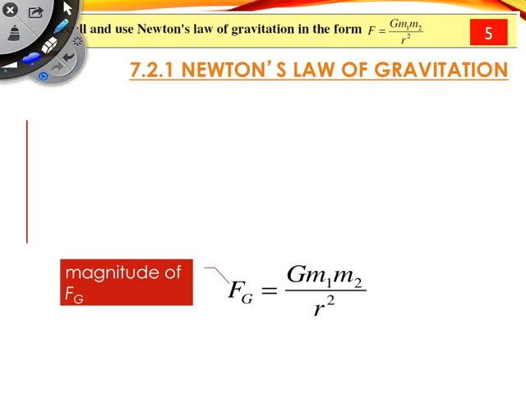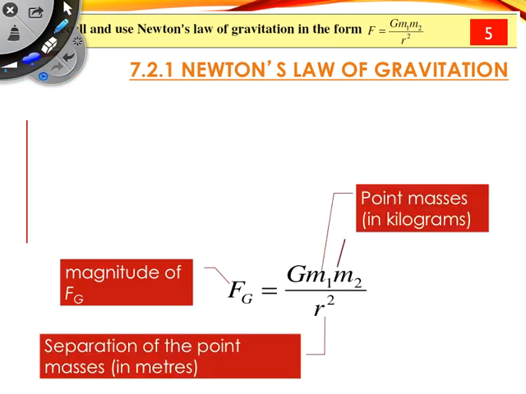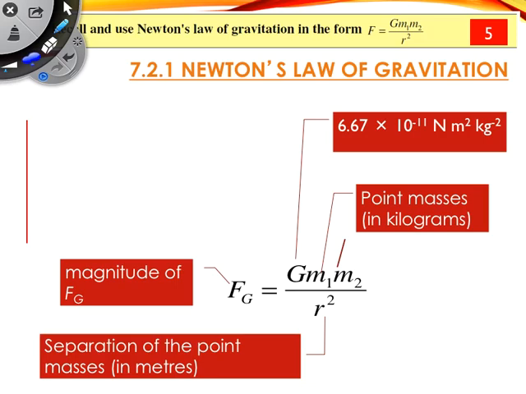Okay, so once we have this, all these are the terms. Take note of the units that we're using. The magnitude of your gravitational force is in Newtons. The point masses are to be substituted in kilograms. The separation is to be substituted in meters. And this is the constant that you have, your capital G, known as the universal gravitational constant, 6.67 times 10 to the power negative 11 Newton meter squared per kg squared. You will do well to memorize this number. You will be using it all the time for this chapter.